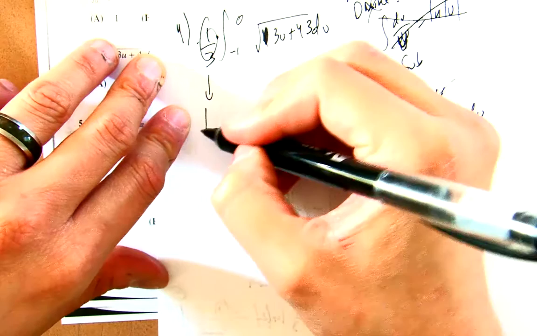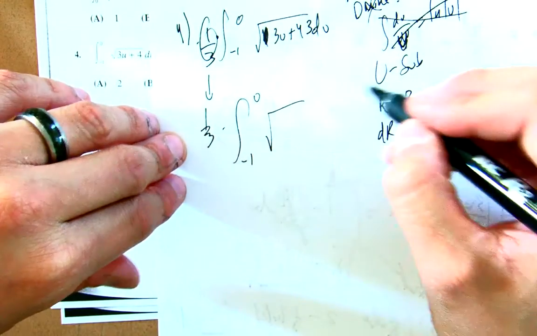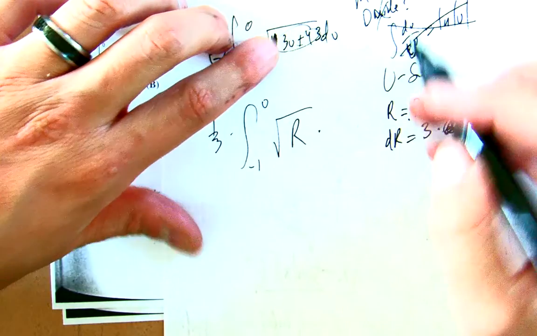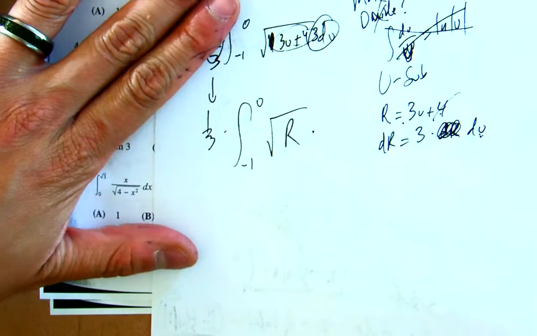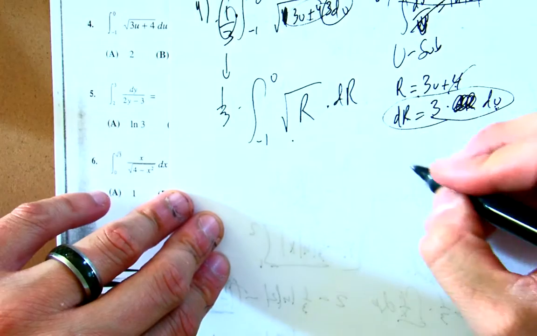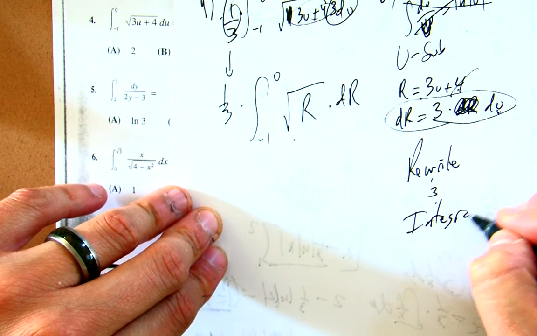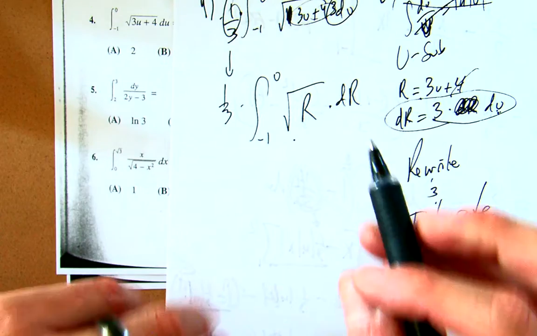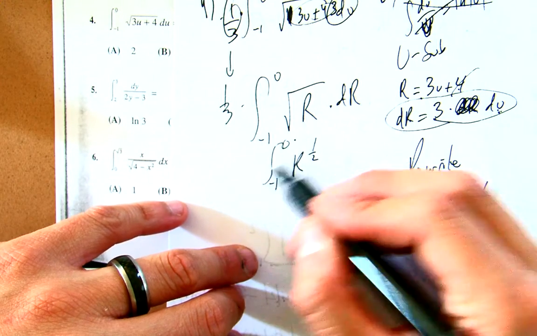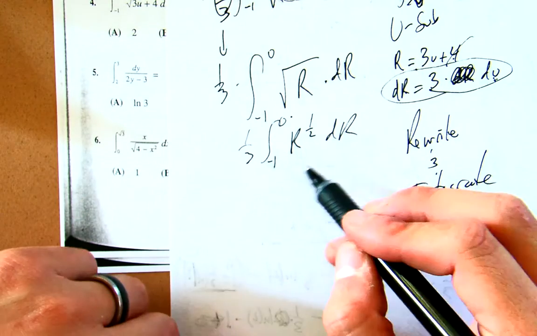So I have 1/3 times the definite integral from -1 to 0 of the square root of what is 3u plus 4. That is just r, right? Times 3 du, and 3 du is what? 3 du is dr, so times dr. And now we rewrite and integrate, which is the antiderivative. So it's 1/3 times the integral from -1 to 0 of r to the 1/2 dr. And now we anti-differentiate.